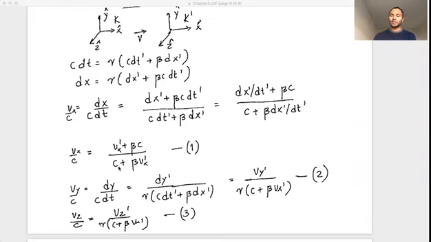But I want to use this to actually discuss a very interesting concept called the aberration of light. And the aberration of light basically is the idea that the direction in which light travels is not going to be the same in all inertial frames.